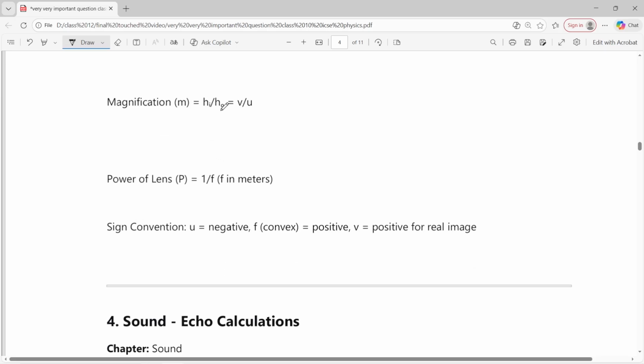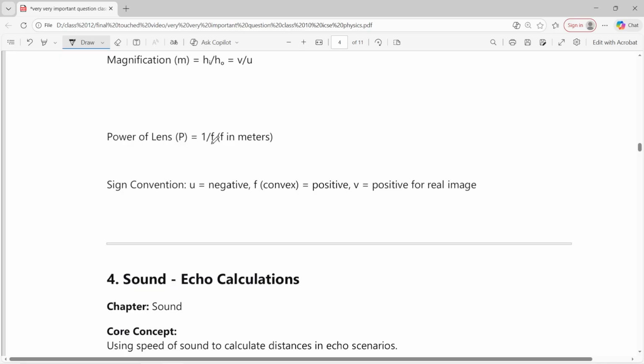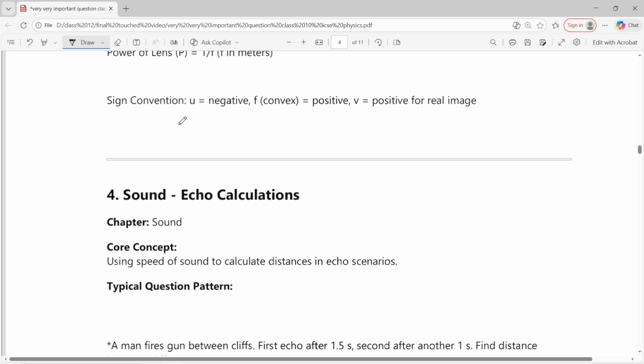Next, the lens formula: 1 by f equals 1 by v minus 1 by u; magnification equals image height by object height, equals v by u; power of lens is 1 by f in meters. Sign convention: u negative, f positive for convex, v positive for a real image. Please note that sign convention for convex lens. If you want to write it for the concave lens, please write it and put it in the comment section. I will check the answer.